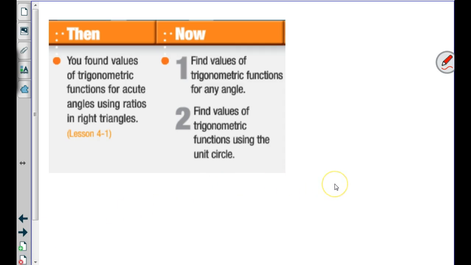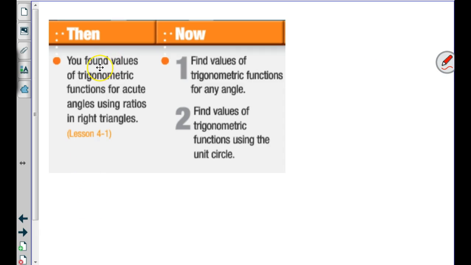Are we good? Nobody's got one they need me to go over? All right, so those were our warm-ups for today. There's a 30, 60, 90, and a 45, 45, 90 question on the trig review section of the quiz, on the special right triangle section of the quiz Tuesday.